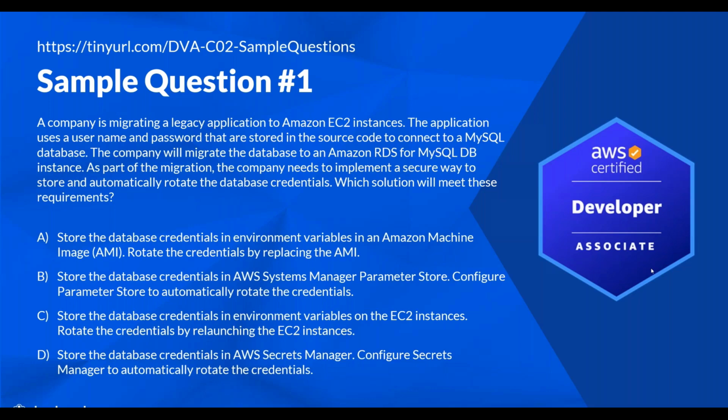And baking credentials into an AMI is a pretty poor security practice because it goes against the temporary nature of credentials. So it's a better idea to store these credentials in a place specifically designed for them, such as a secrets manager, right? So that's A, probably not the best option as it increases our exposure. Right, looking at answer B, store the database credentials in AWS Systems Manager Parameter Store, configure Parameter Store to automatically rotate the credentials.